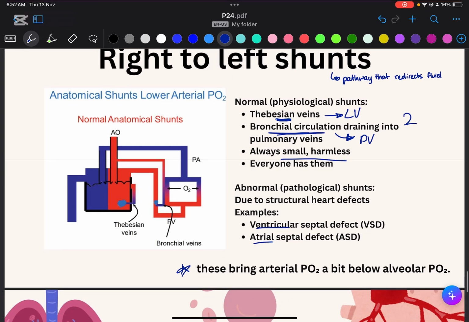The final point I want you to take from this lecture is that in a perfect, happy world, we would have equal arterial oxygen partial pressures and alveolar oxygen partial pressures. But because of these two shunts, the arterial partial pressure will actually be a little bit lower. It's not that bad, it's not that serious. Again, it's okay. It's just a fact for you to know.